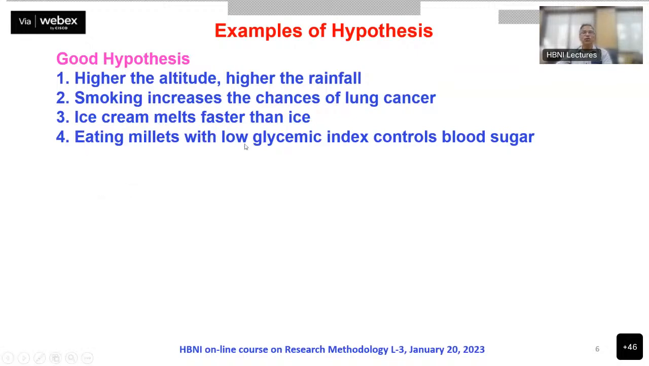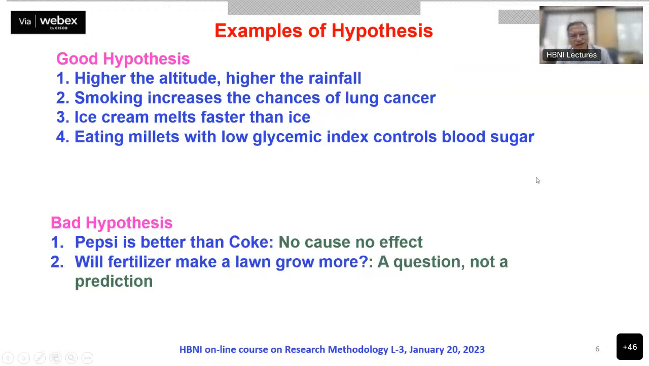Eating millets with low glycemic index controls blood sugar. One can do a good study by asking people to take low glycemic index millets and measuring their blood sugar over a period of time, maybe 6 months to 1 year, and come to a conclusion about the hypothesis.